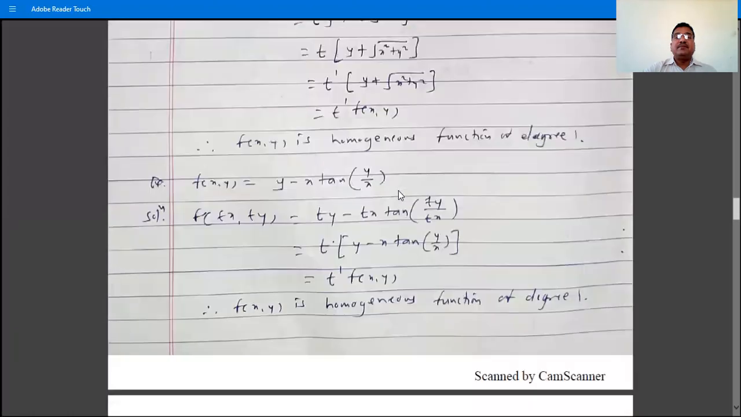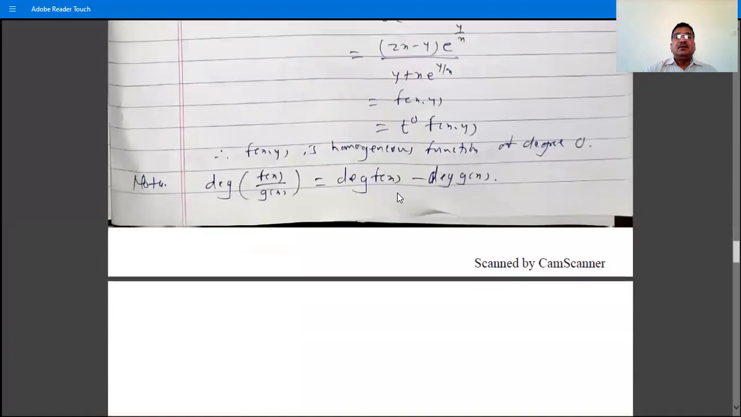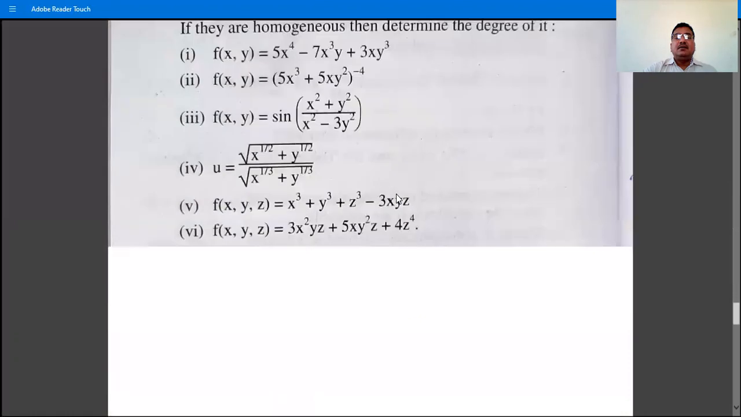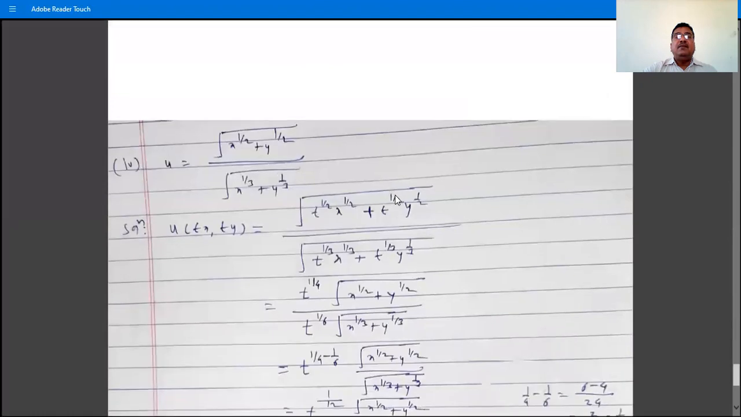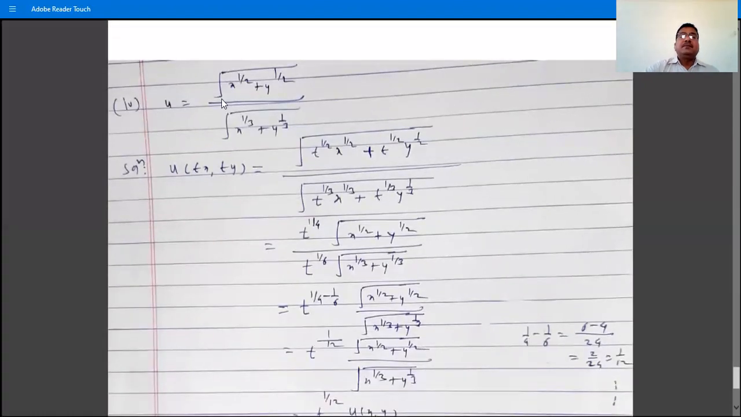Same type of problem is here. f of xy, or u, is equal to the root of x raised to half plus y raised to half, divided by x raised to 1 by 3 plus y raised to 1 by 3. Now we have to check whether this is a homogeneous function. So this is u of xy. We have to find u of tx, ty, or f of tx, ty. If we denote this function as f of xy, then we find f of tx, ty, that is u of tx, ty.